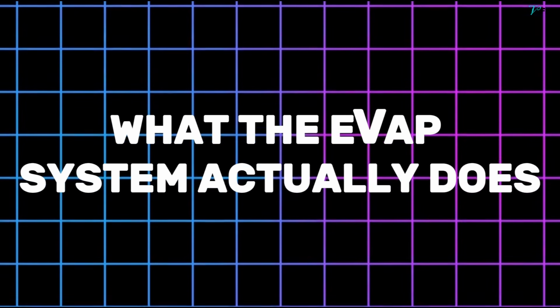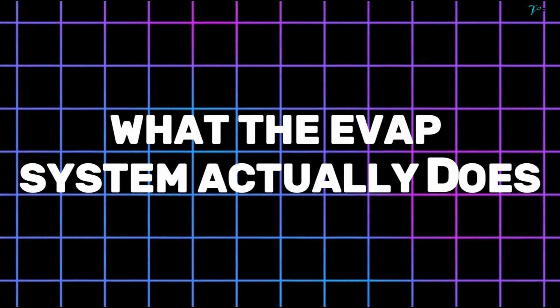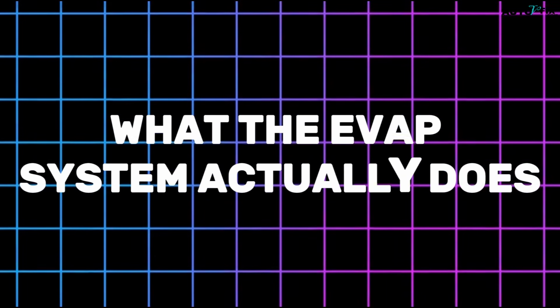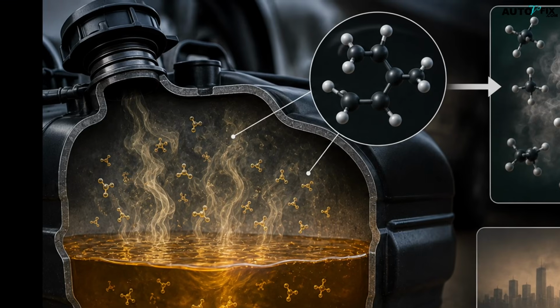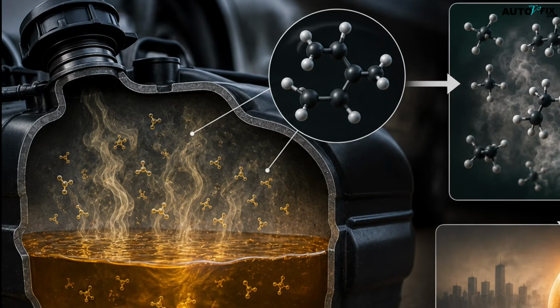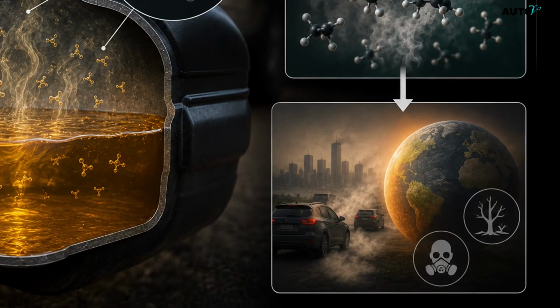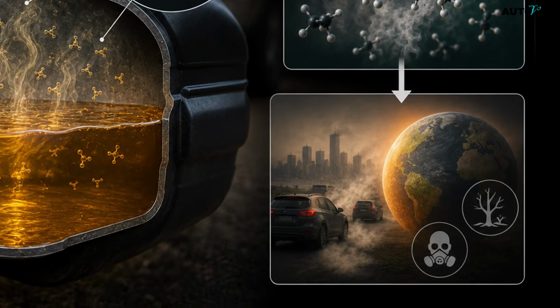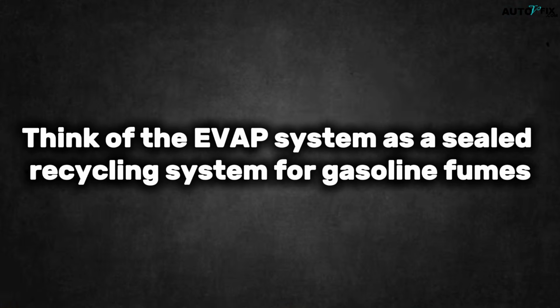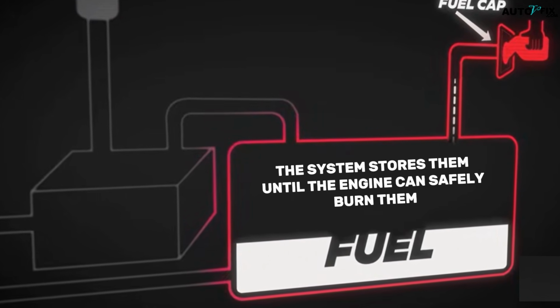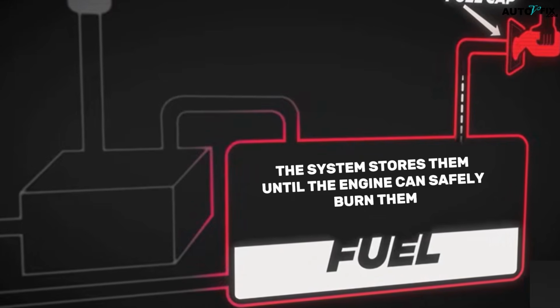To understand why this code appears, you first need to understand what the EVAP system actually does. Fortunately, it's much simpler than it sounds. Every time gasoline sits inside your fuel tank, it naturally produces fuel vapors. Those vapors contain hydrocarbons that are harmful to the environment. Think of the EVAP system as a sealed recycling system for gasoline fumes. Instead of letting those vapors disappear into the atmosphere, the system stores them until the engine can safely burn them.